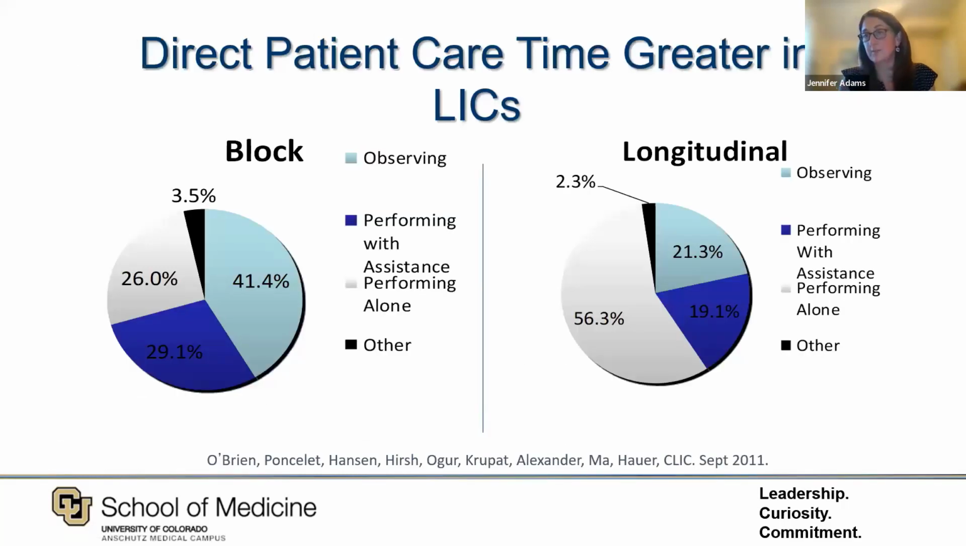So how does this actually play out in the real world? This was a study done at UCSF where they've had LIC a lot longer than us.